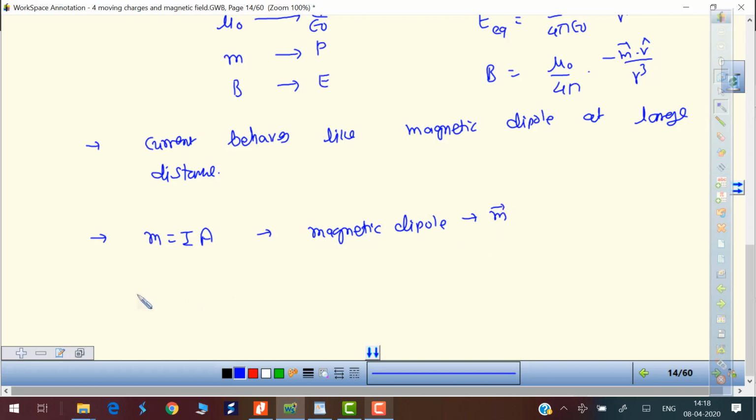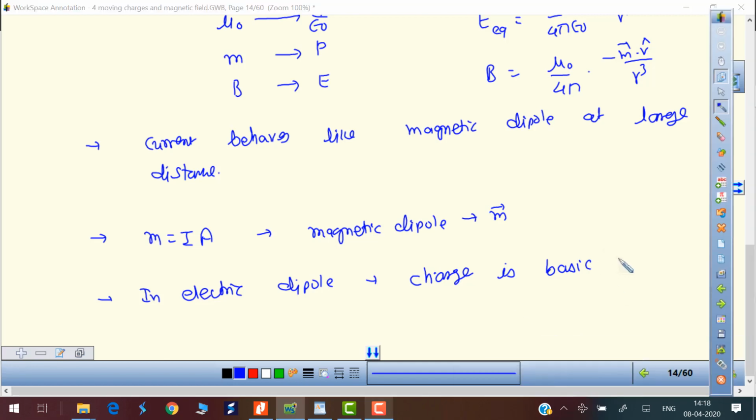We can say that. Then what is the difference between magnetic dipole and the electric dipole? These are the similarity. The difference is that in electric dipole charge is the basic unit, and in magnetic dipole the dipole itself is the basic one.